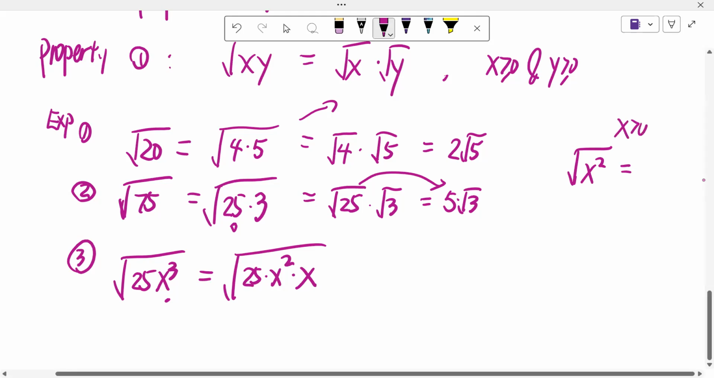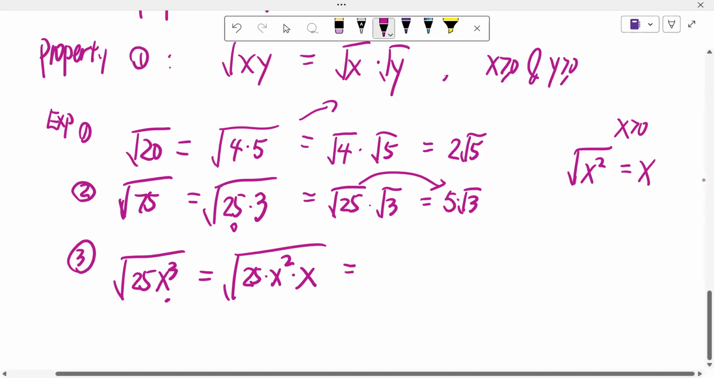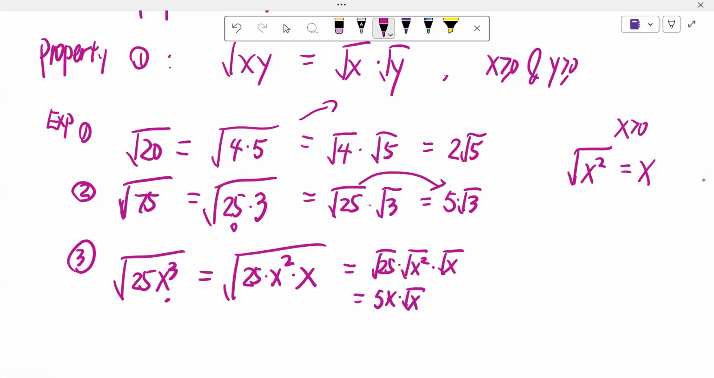It's actually x, which is greater than 0. The square root and the square are opposite each other, right? So we know that. That means this one should be the square root of 25 times the square root of x squared times the square root of x. Square root of 25 is 5. Square root of x squared is x. And then the square root of x stays under the root, right? That one we cannot simplify. We leave it as is.